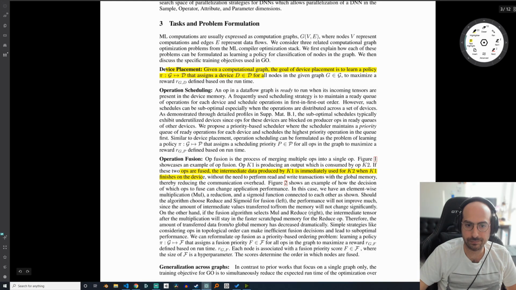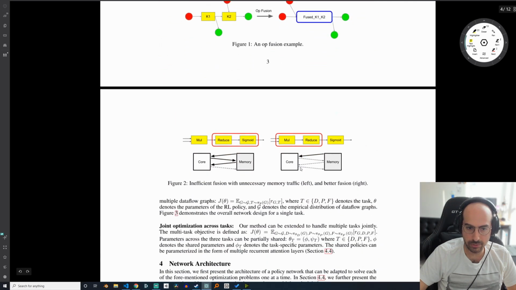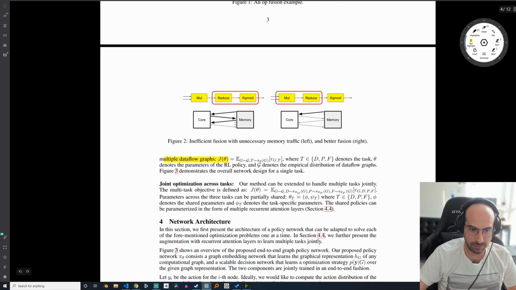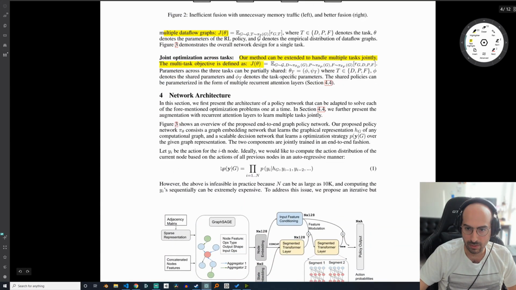So where were we? Okay, so here they're doing multiple data flow graphs. Fine, if you have multiple data flow graphs, it's like having one giant graph. I don't see why they even need to mention this. Multiple tasks jointly also doesn't matter, right? What is the total running time for the whole thing? Doesn't matter how many loss functions you have.